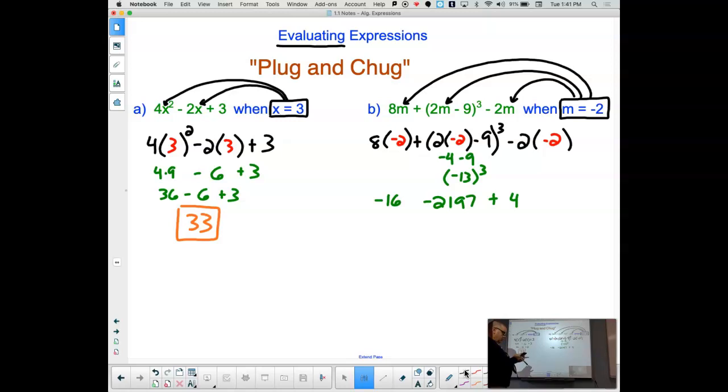So all told, we get negative 16 minus 2,197 plus 4 gets me negative 2,209. Sometimes, hate to break it to you, math, not nice. Okay? Nothing you can't do, but sometimes numbers get big. Happens. I'm over it.